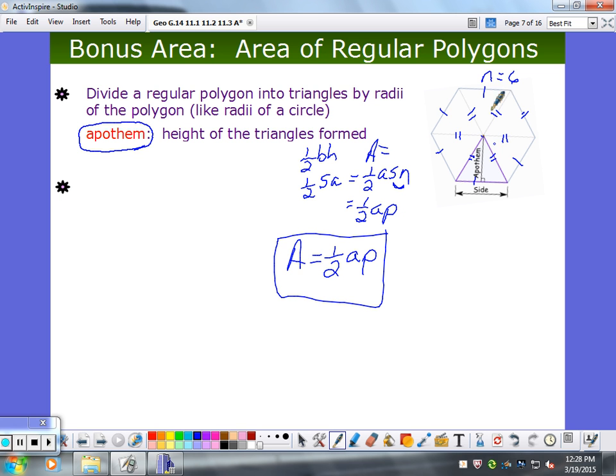So let's say I want to find this one. Okay, so this N is 6, right? I want to blow this triangle up a little bit so I can see it better. Alright, here's my apothem. This whole thing is a side. Do I know what this angle measure is? Or can I find it? Yeah, how can I find it?